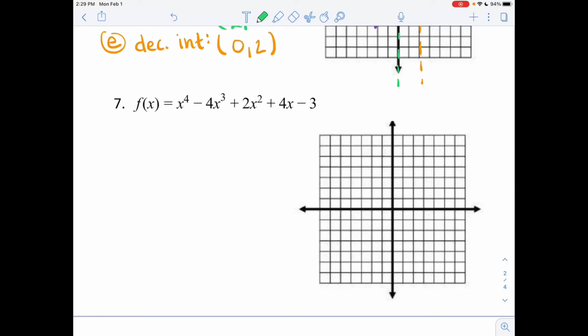Let's look at example 7. This is a 4th degree polynomial, so I know that I'm going to have 4 solutions, and I also know that I could potentially have 3 turning points. Remember that it has at most n minus 1, so 4 minus 1 is 3. Let's take a look at Desmos.